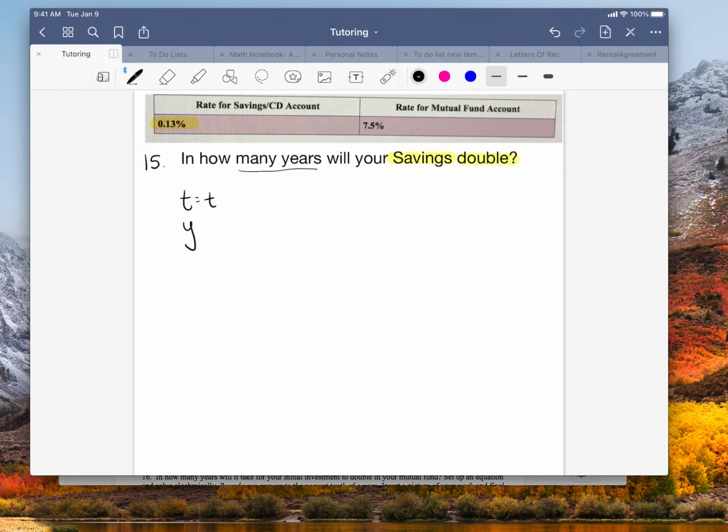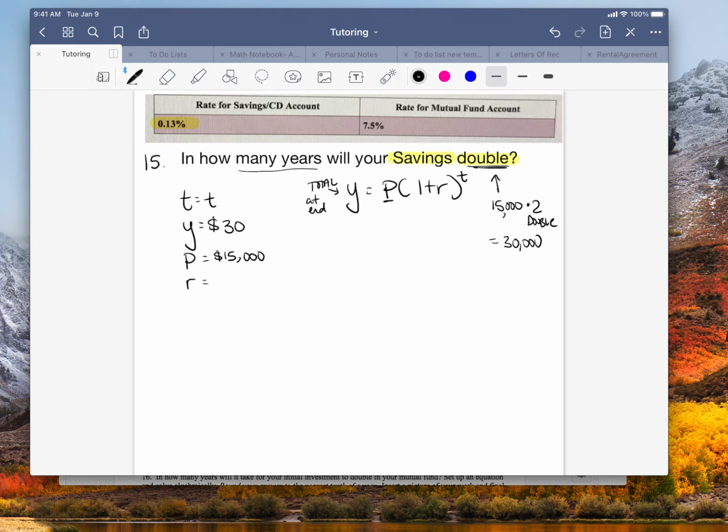All right, so I know the equation looks like this because it's exponential growth. And so I'm just writing all of the variables down here. Y is the total at the end. How much money do I want to have? Well, if I started with $15,000, so that's my principal. If it's going to double, how much would I end up with? Well, if I take 15,000 and times it by 2, that's what double means, it equals $30,000. So that's how much money I want to have at the end. That's my Y.